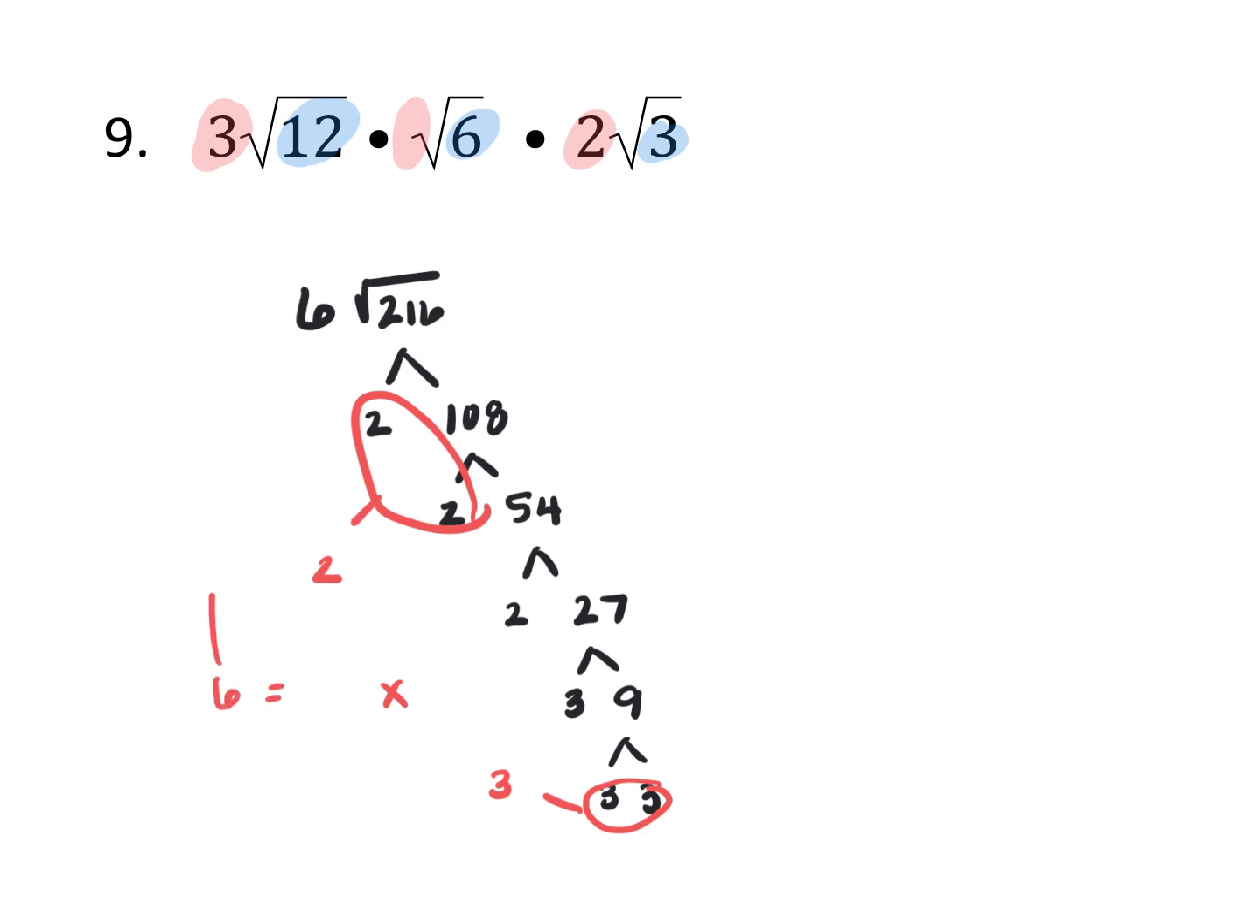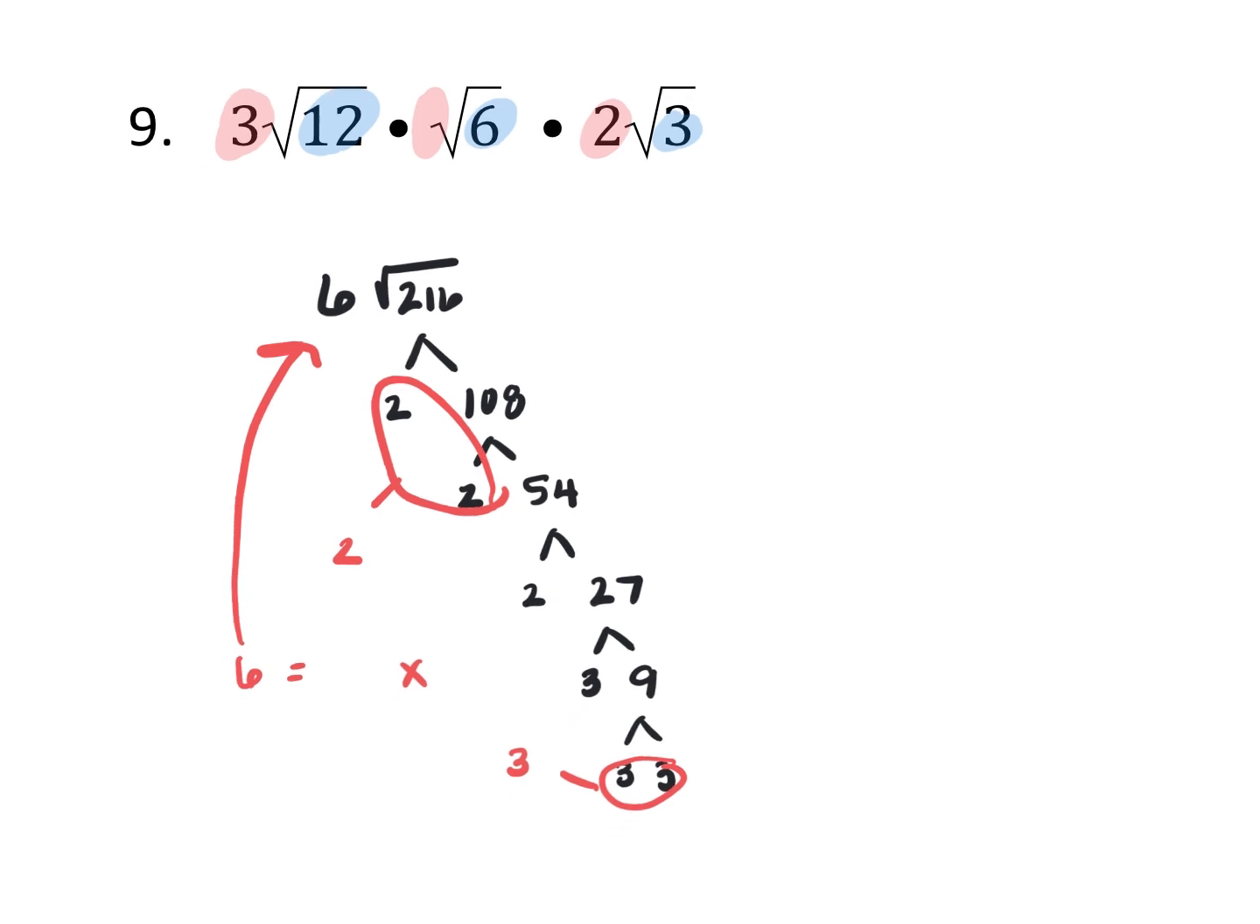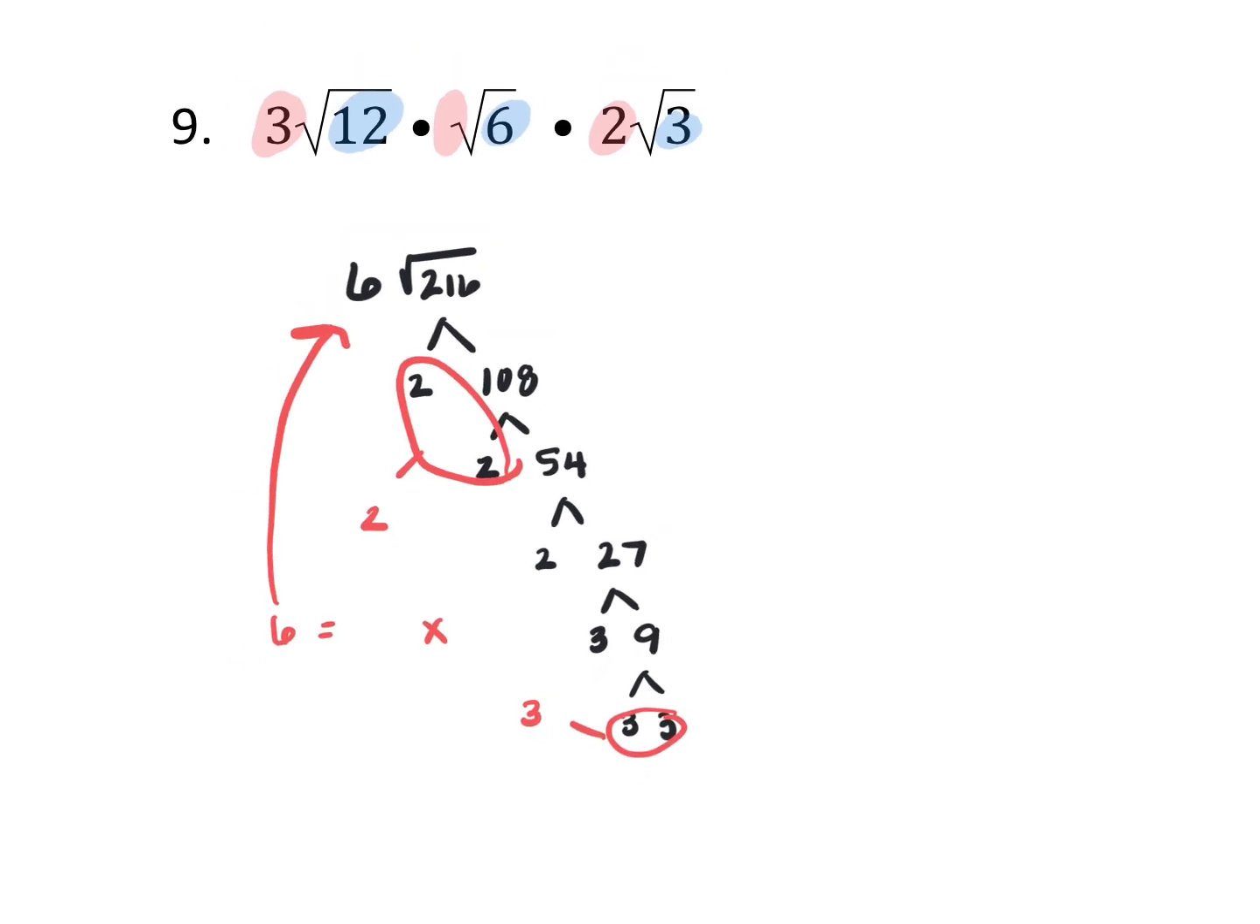Then I'm going to take this 6 and multiply it to that 6. So 6 times 6 is going to give me a 36. So 36 is going to go outside my radical. And then I'm going to look and see what I have left. I have this 2 left, and I have this 3 left. 2 times 3 is going to give me a 6, so that's going to go underneath my radical. So 36 with the square root of 6.